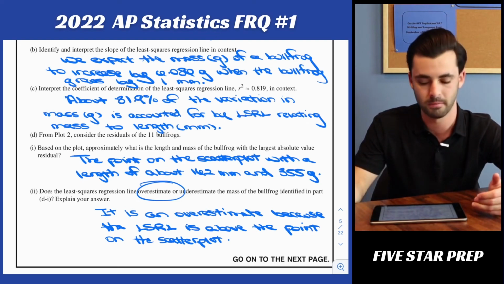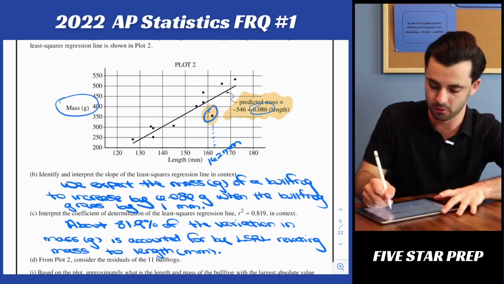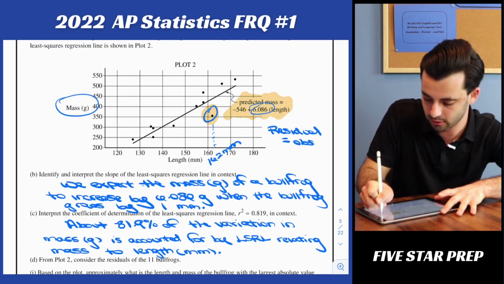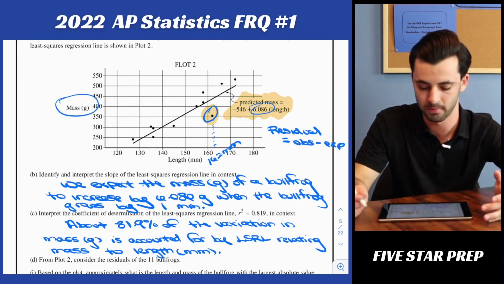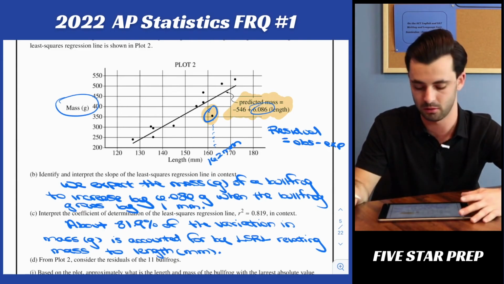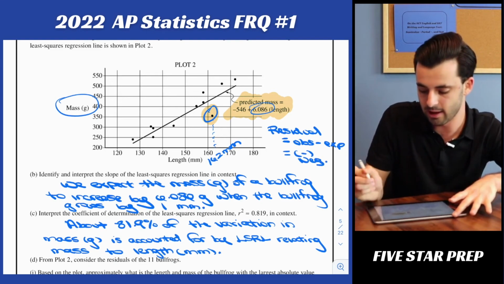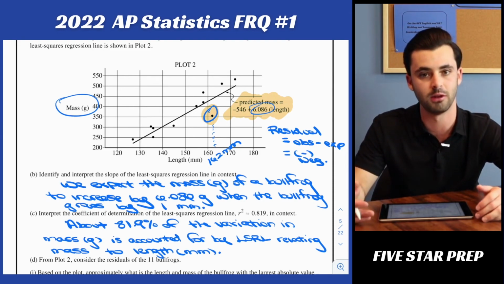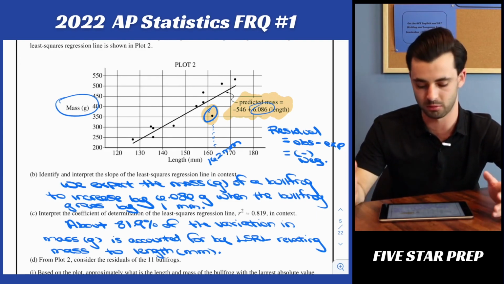What I would say is I'd bring in the residual. I would mention the residual here. Remember, your residual is going to equal your observed value minus your expected value. And in this particular case, your observed value is going to be lower than your expected value. Therefore, we're going to get a residual that is negative. And I am 100% certain that if you mentioned that it would be a negative residual, and therefore the line of best fit is an overestimate of the mass of the bullfrog, you would get 100% credit for that.